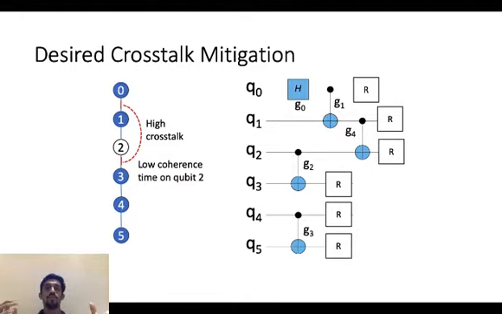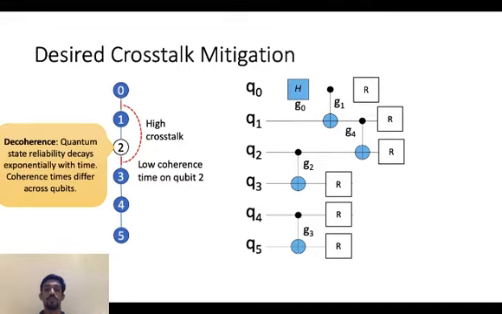Decoherence is a well-known source of error in quantum systems. What this means is that if I initialize the qubit to a particular state, the reliability of the state actually decays exponentially as time passes by. So there is actually a short window of time to perform gates on a qubit, and the size of this window actually differs for different qubits.